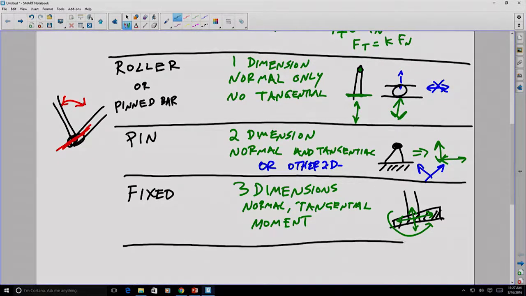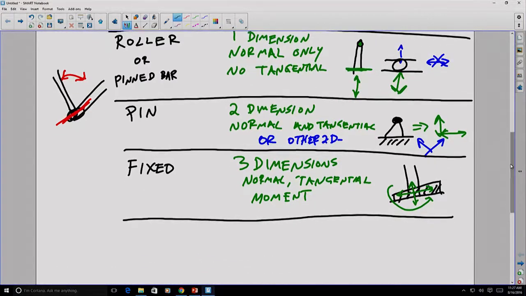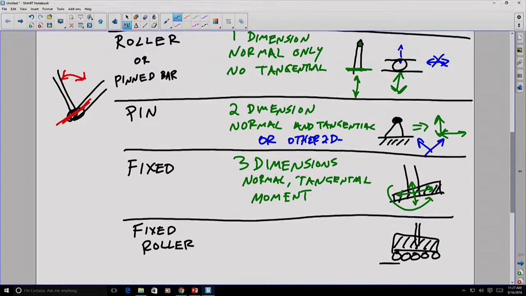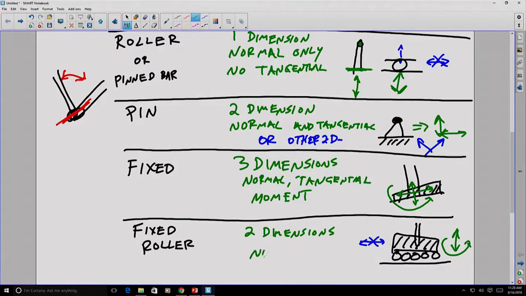And the last example we're going to talk about is kind of a rare example. It's very rarely used in lower level courses, but occasionally it might come up, something known as a fixed roller. It's usually represented with a picture that looks something like this, where we have the block, and it's fixed inside the block, but then we put some sort of rollers along the bottom, which means that it is allowed to slide side to side, but it's prevented from moving up and down, and it's prevented from pivoting. But it is allowed to move side to side, so there is no reaction side to side. In this case, this is two dimensions, where those two dimensions are normal and moment. So if I replace something that acts like a fixed roller, I would replace it with a normal force and a moment around that point.